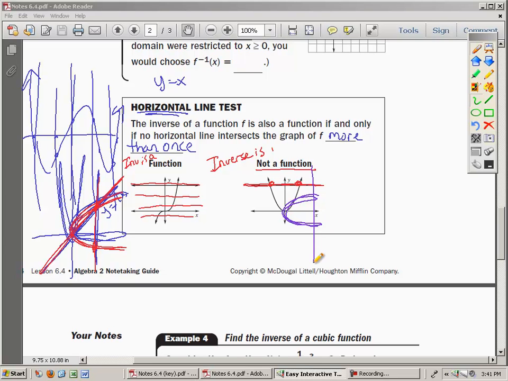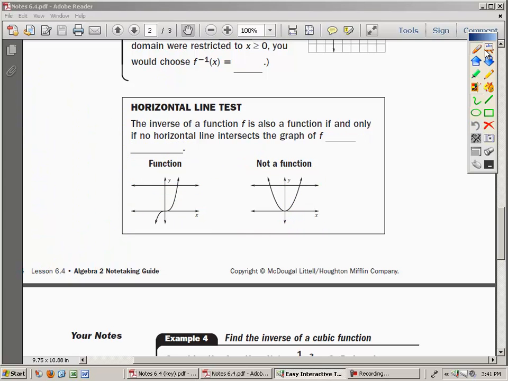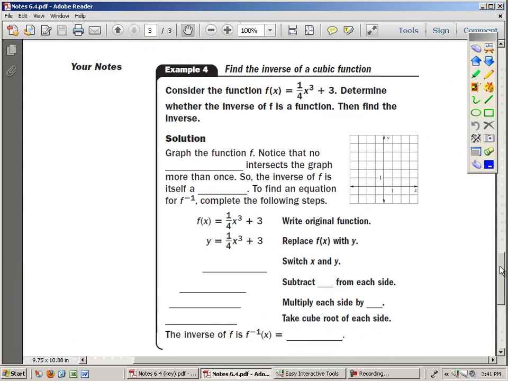And since I can't put a vertical line through that without touching it in more than one place, the inverse is not a function. So without doing all of that and reflecting the graph, we can simply pass a horizontal line through the original function and tell whether or not its inverse is a function. All right? So let's go ahead and see if we can find the inverse of a cubic function.